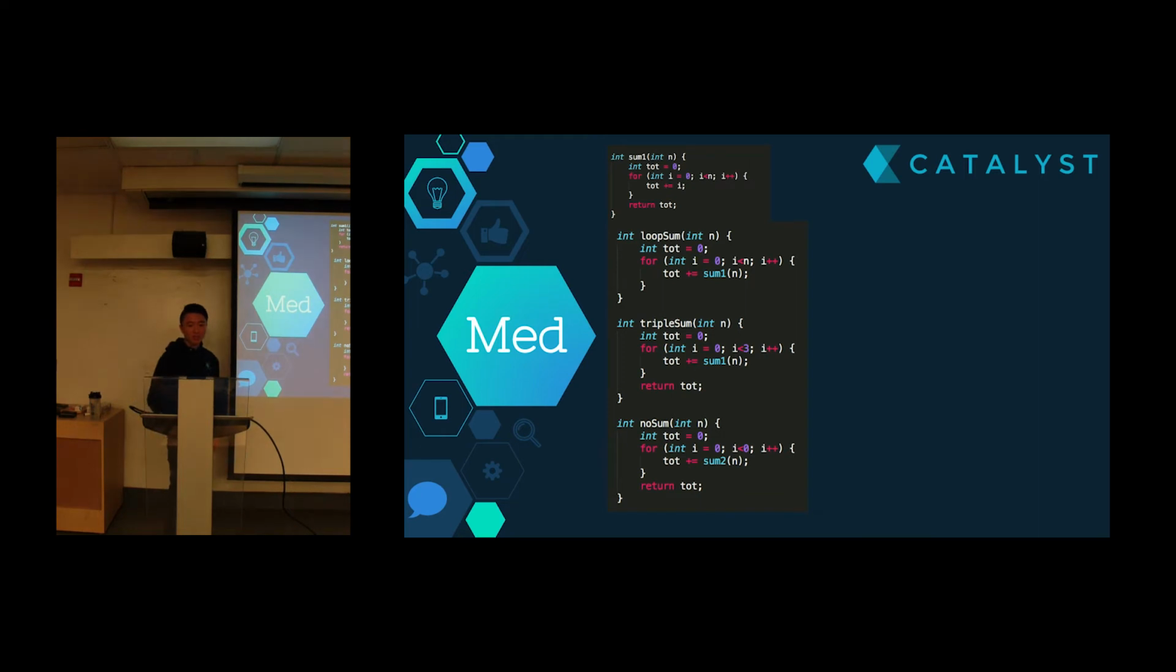So let's look at something a little bit harder. I've copied the code for sum1 up there. What do we think the runtime for loop sum is?